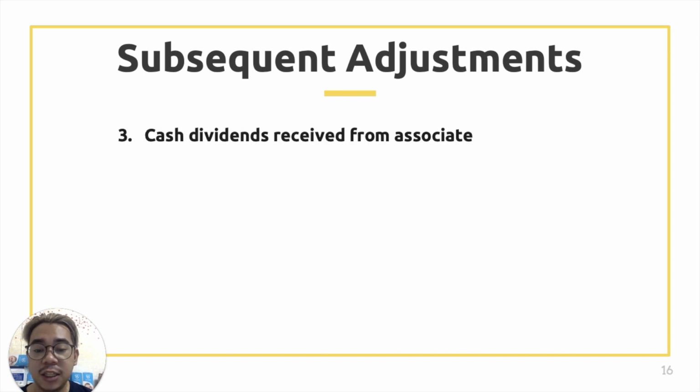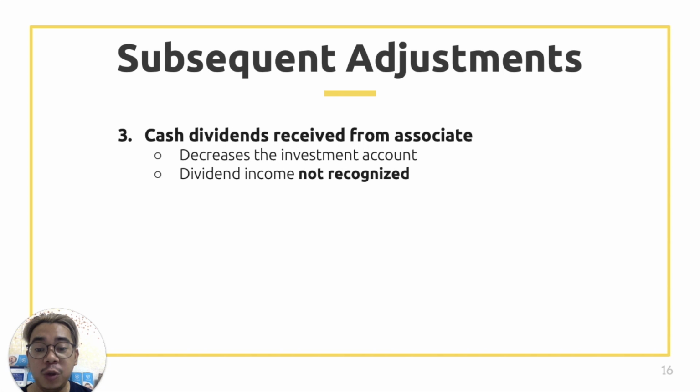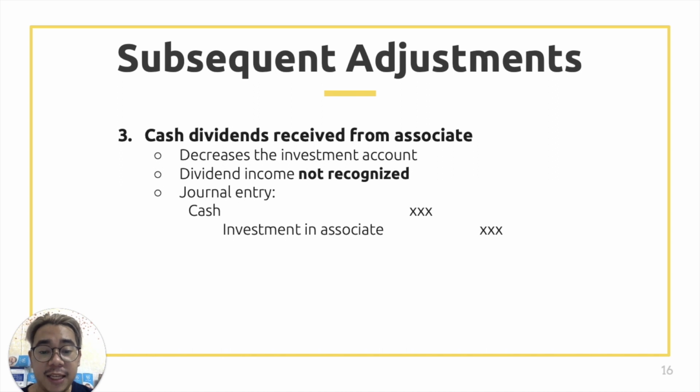Pangatlo, pag may cash dividends received from associate, it decreases the investment account. Take note, we do not recognize dividend income. Diba normally, when we receive dividends, ang entry natin, debit cash, credit dividend income. Pero for associates, we do not credit dividend income. Instead, we credit investment in associate.